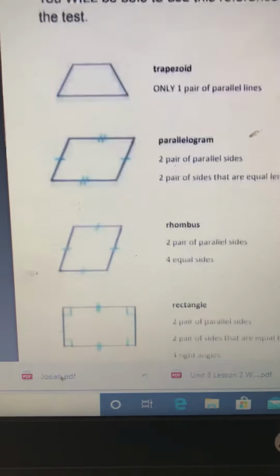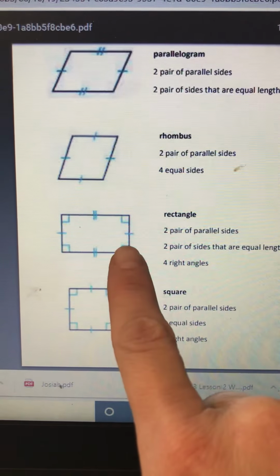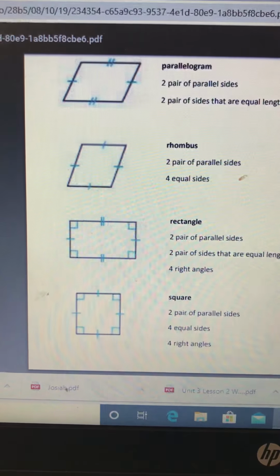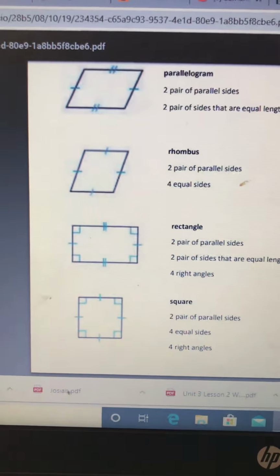A rectangle has two pairs of parallel sides. So this side will never touch this side. And this side will never touch this side. It has two pairs of sides that are of equal length. So this side is equal to this side. And this side is equal to this side. And it also has four right angles. All of these make square corners, so those are all right angles. And you should know, if it makes a square corner, that means those lines are perpendicular. So a rectangle has parallel lines, but it also has perpendicular lines.